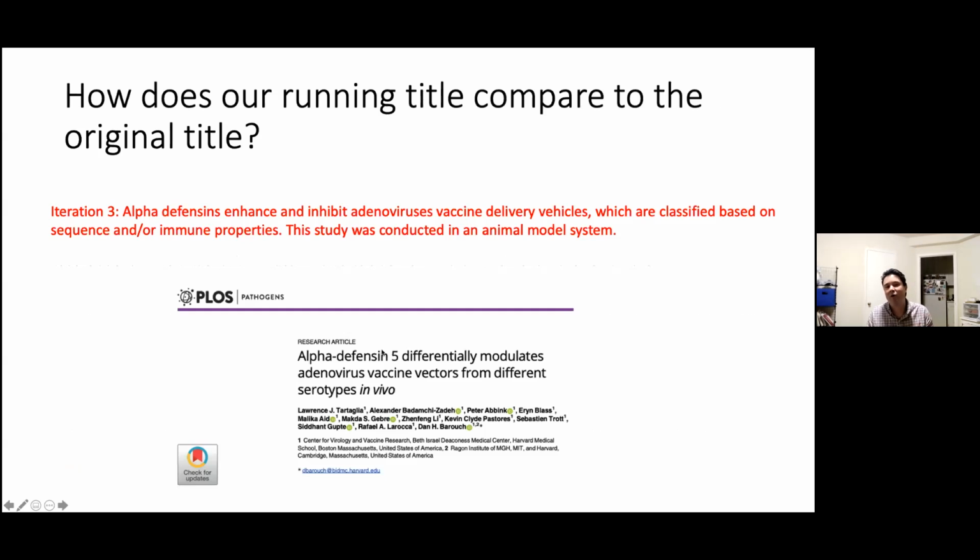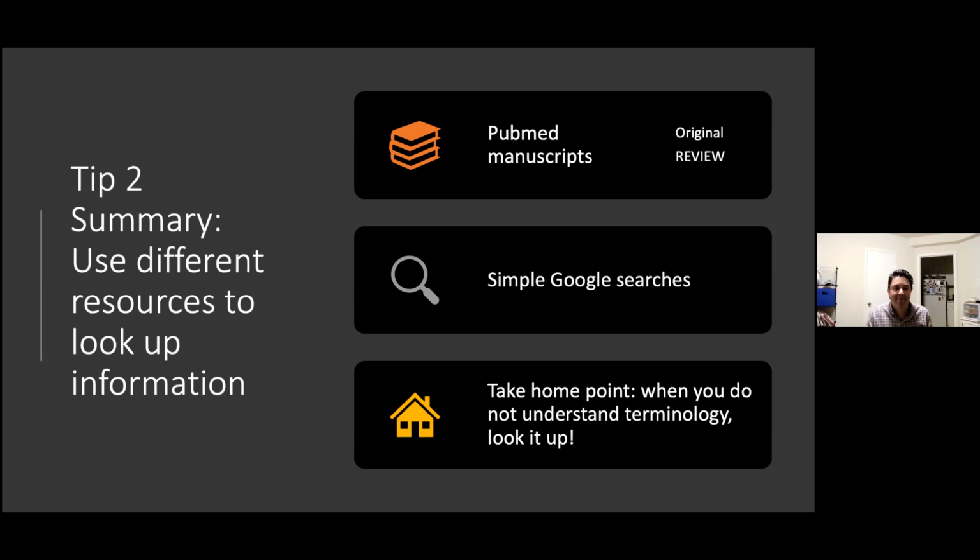So now I feel a lot more comfortable going into the manuscript, having a general idea of what may have been done. And the beauty of this is you'll see how accurate you were, or maybe you weren't. So tip 2 summary is use different resources to look up information. I can't tell you how critical, how important it is.